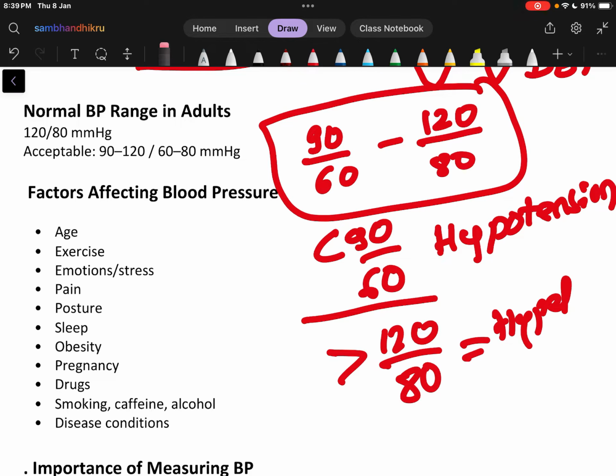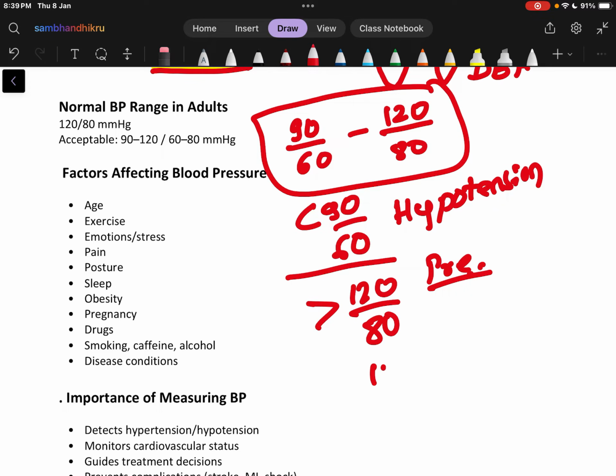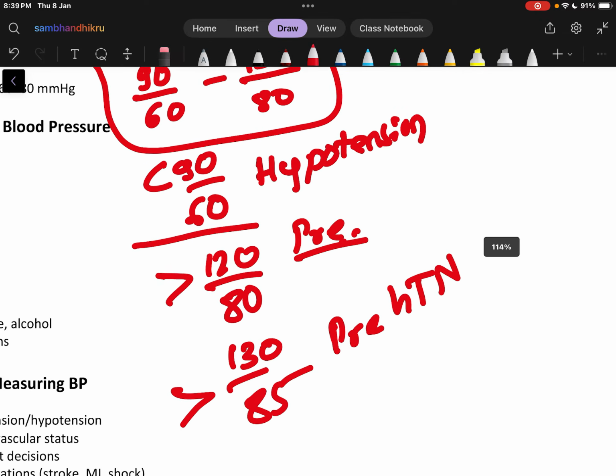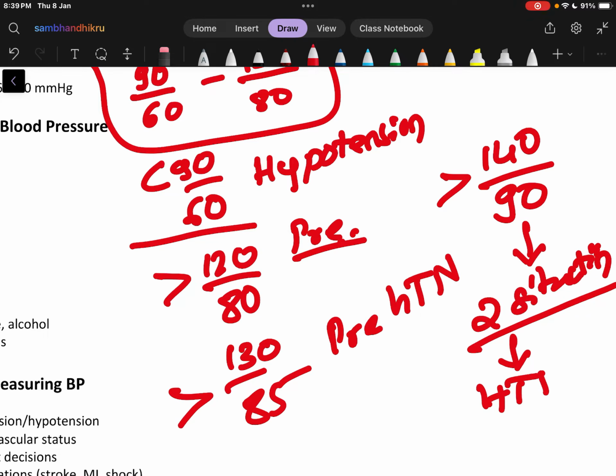Sir, we should not say hypertension. Yes, you are good. What should we say? If it is more than 120 by 80, there is a chance of pre-hypertension. Sir, you are telling about chances, we need exact values. More than 130 by 85 is called pre-hypertension. Sir, what about real hypertension? More than 140 by 90 on two occasions will be called hypertension. I hope you understood this.